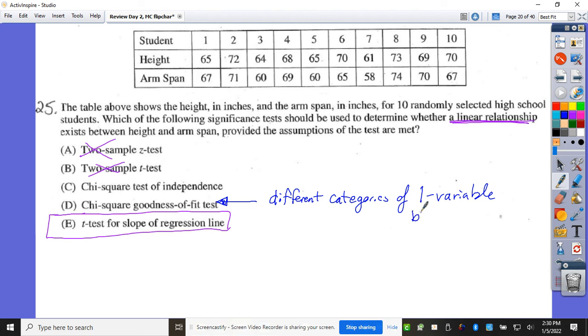So it'd be something like blue, yellow, red, with different numbers for each one. And so those are categories. We said these are quantitative.